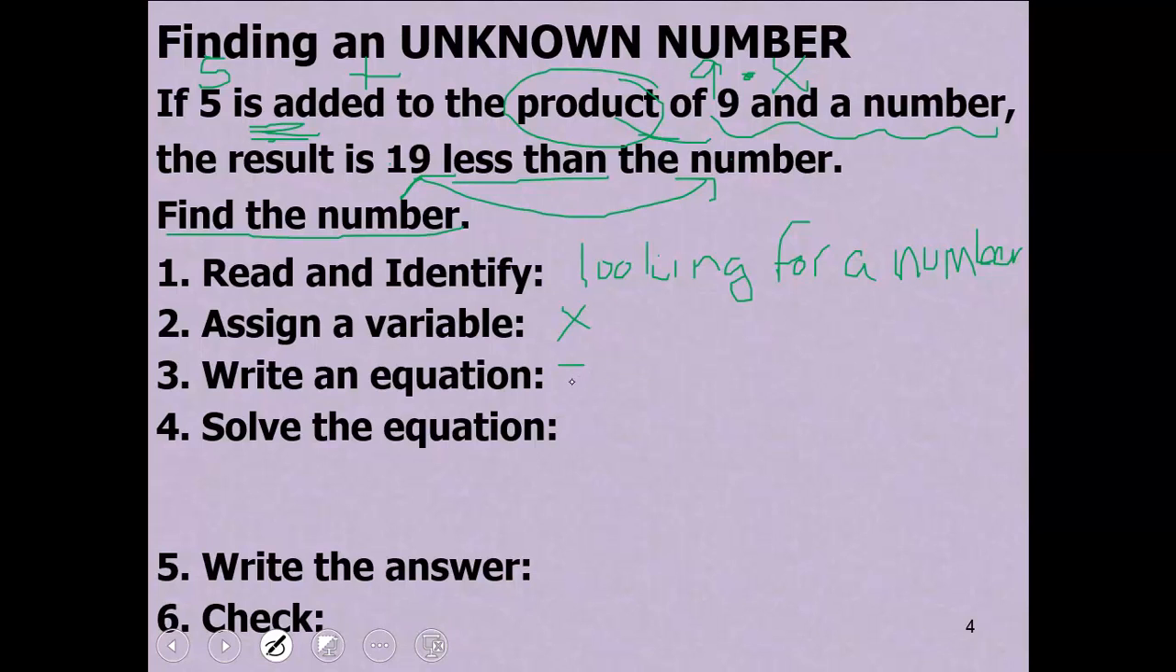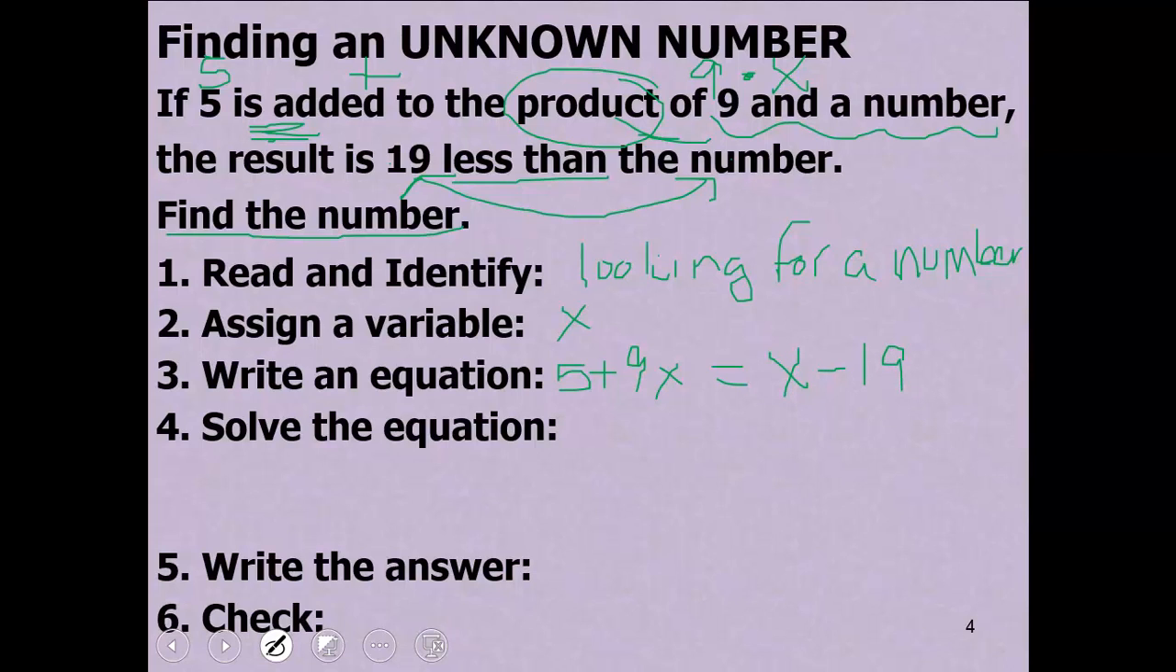So I have 5 plus 9x. The result is equals 19 less than the number. Less than says I got to switch the order as I read them. x minus 19. Now I solve.